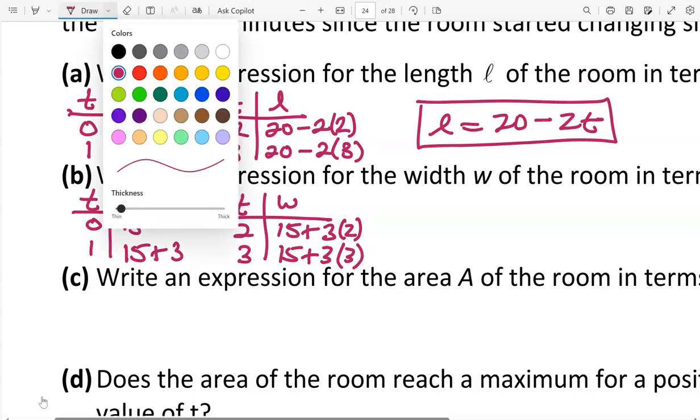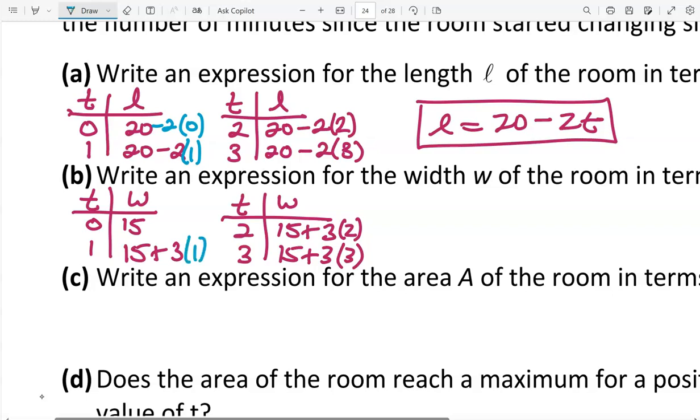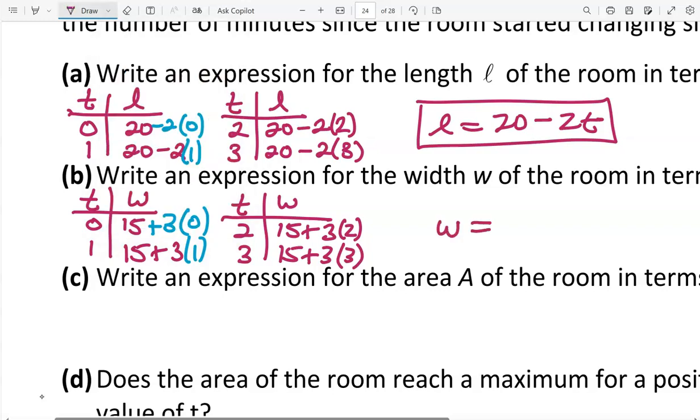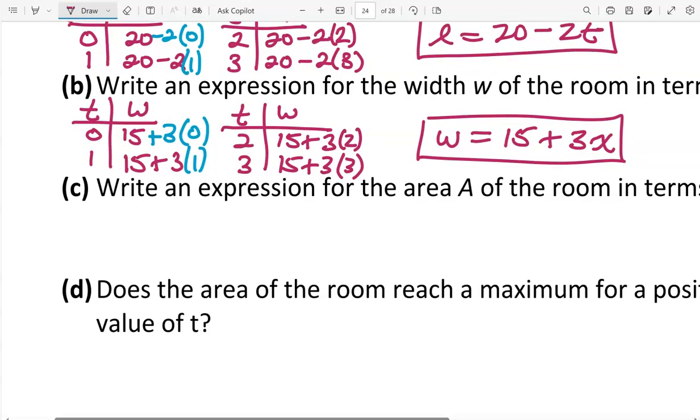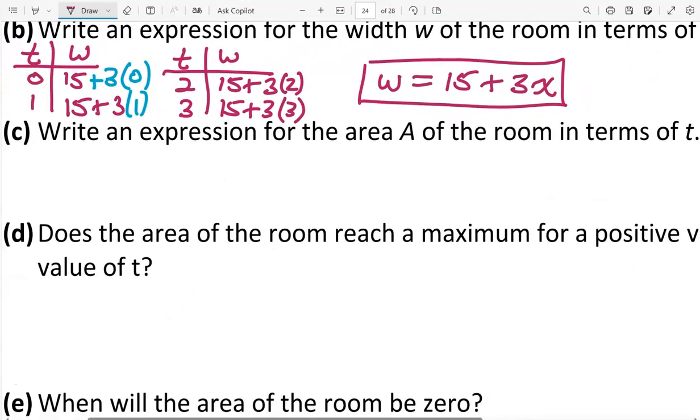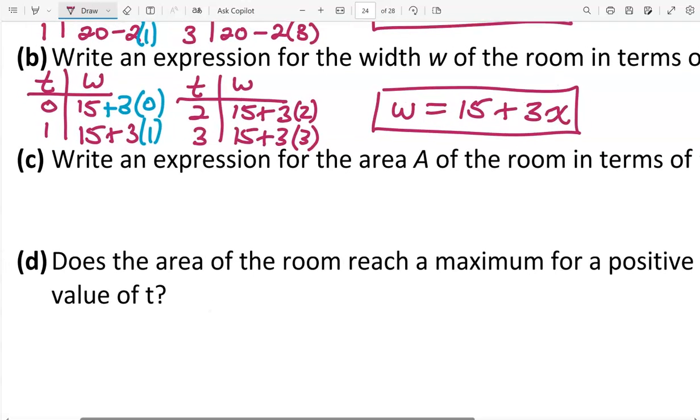I'm going to go back and put in that phantom times 1 and another phantom plus 3 times 0, and hopefully that uncovers the pattern here that the width is always equal to 15 plus 3 times x. Alright, we're going to write an expression for the area of the room in terms of t. Oh, and you know what, I goofed on part B. That should be 15 plus 3 times t, not 15 plus 3 times x.